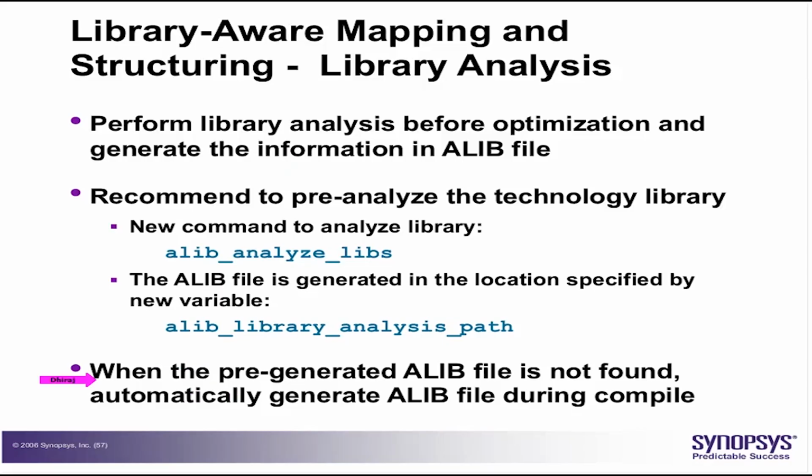We have seen this second option, this last point, in the lab. When you start a lab afresh in a fresh directory, it will say it is generating the alib file, and the first compile_ultra will actually take some time. It will take 5-7 minutes to analyze the particular library. So again, two options: you can pre-analyze and keep the alib file, or you can let compile_ultra analyze the library file the first time. Second time, when it finds alib, it will not do the process again.